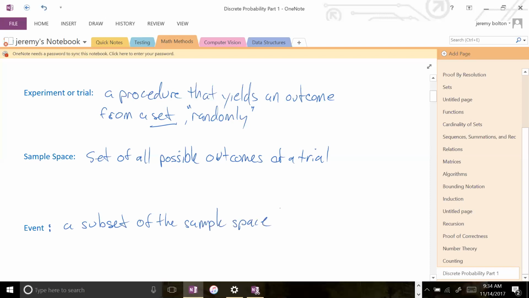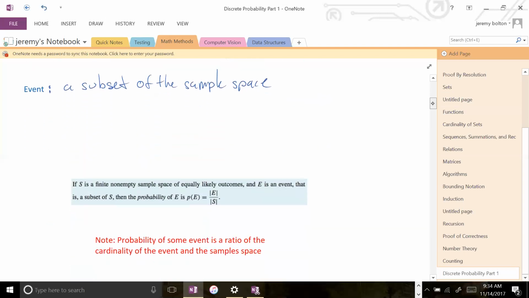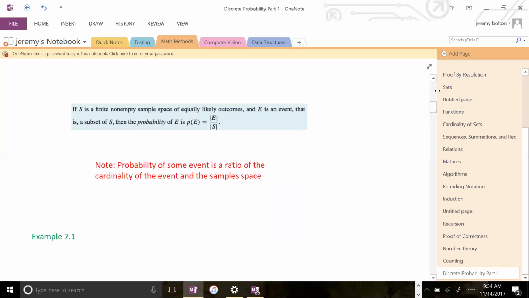And so we'll go ahead and do a simple example after we define our probability here, to motivate these terms we've just learned. So if S is some finite, non-empty sample space of equally likely outcomes, we'll underline that, and E is some event that is a subset of S, then the probability of E, generally written P of E, where P is a probability function, is simply the cardinality of E over the cardinality of S. So here we're simply counting the number of elements in E, a subset of S, and creating a ratio over the number of elements in S.